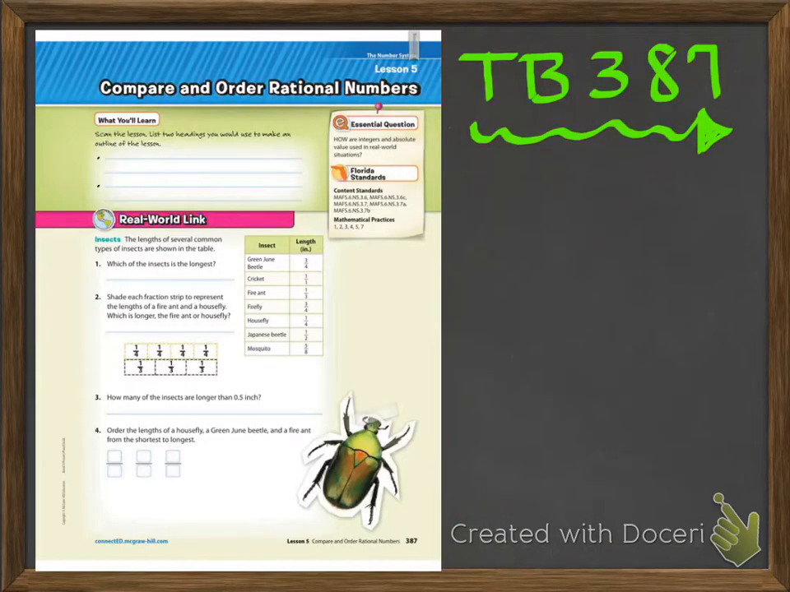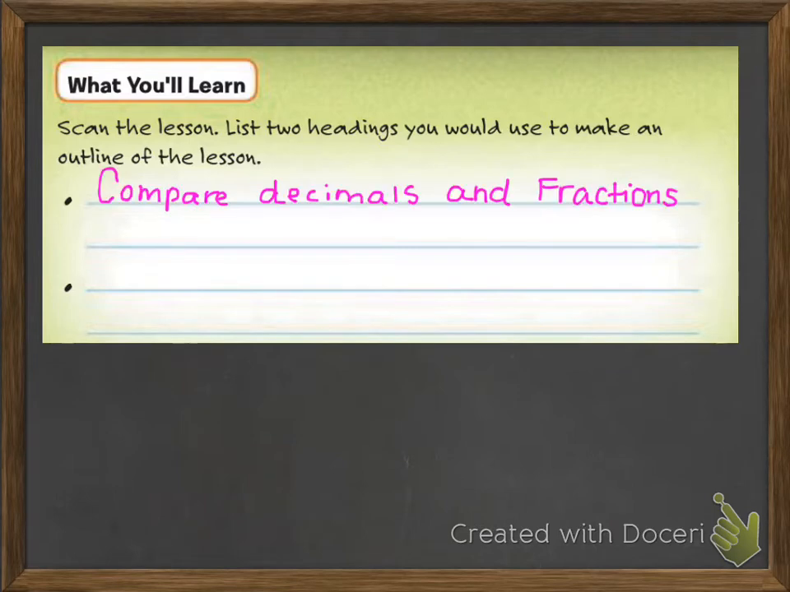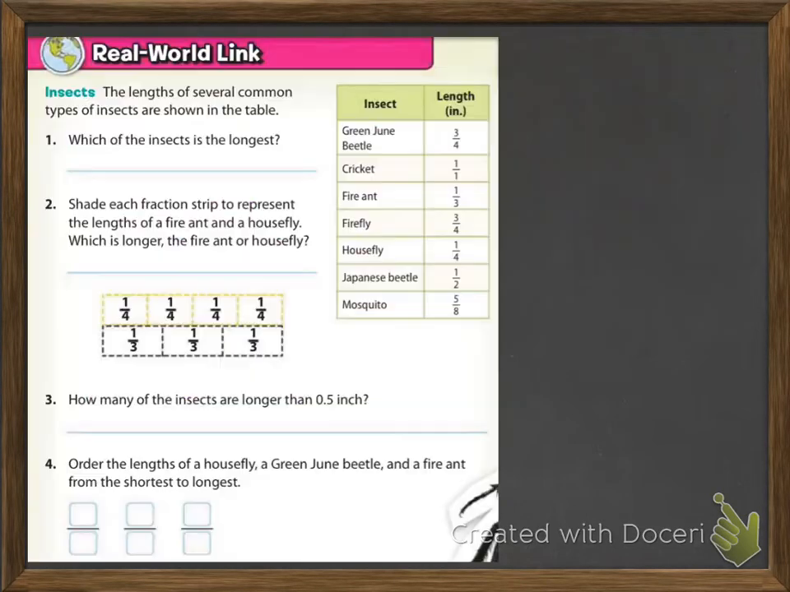Go ahead and start on textbook page 387 where you see this cool looking green June beetle. It says, scan the lesson, list 2 headings you would use to make an outline of the lesson. This is worded a little bit differently than we're used to seeing, but one of the headings could be compare decimals and fractions. Another heading that we could use is compare and order rational numbers. So you want to make sure that you get those 2 headings listed there.